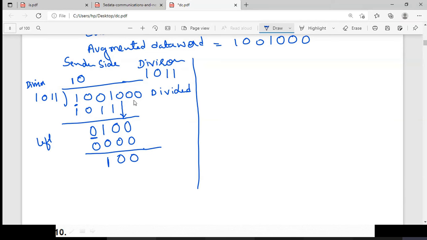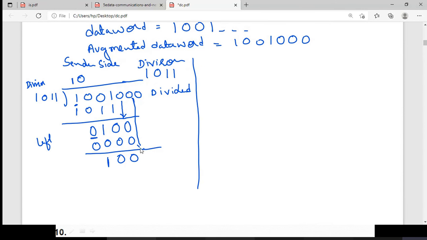Now once again it is 3 bits. Take one more 0, it is there, you need to take that. So once again check what is the leftmost bit here. It is 1. Then write 1 in the quotient. 1 into divisor, what you will get? You will get the divisor itself, that is 1, 0, 1, 1. Once again apply the XOR operation: 1, 1, 0.